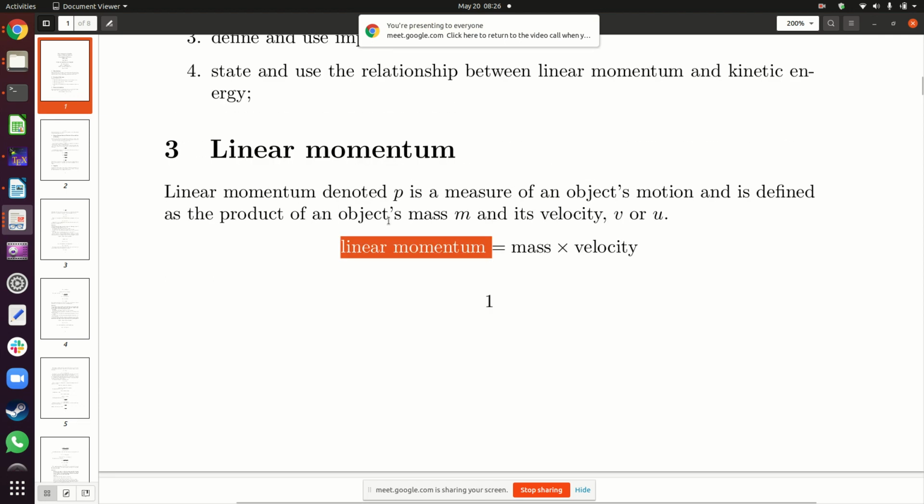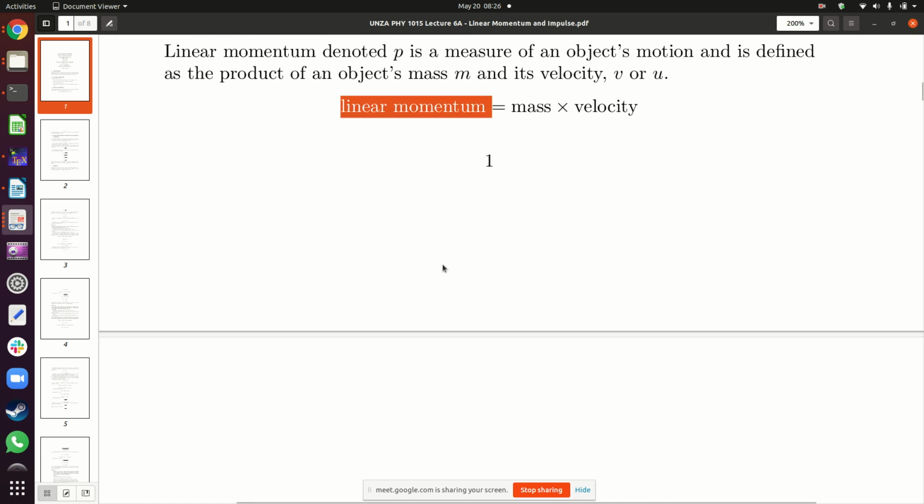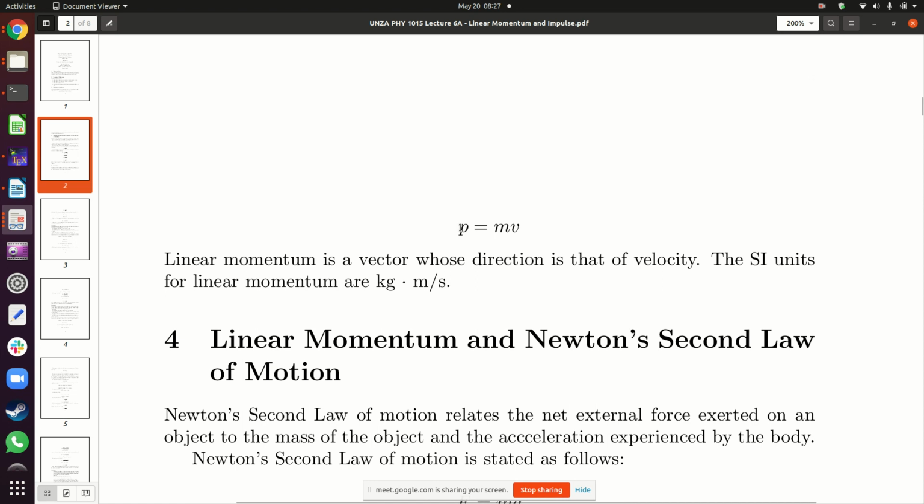Linear momentum is a measure of the motion of an object. For us to have a very good, complete description of the motion of an object, we are looking at the mass of this object. We are also looking at the velocity of this particular object. And that's what we end up having here: P is equal to mv. So this is how we define linear momentum.